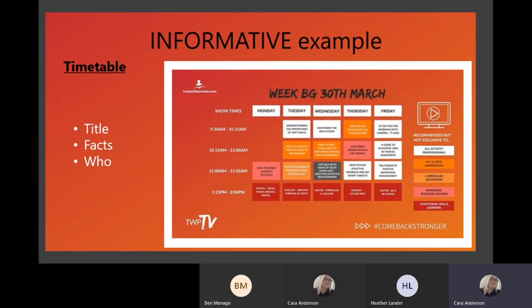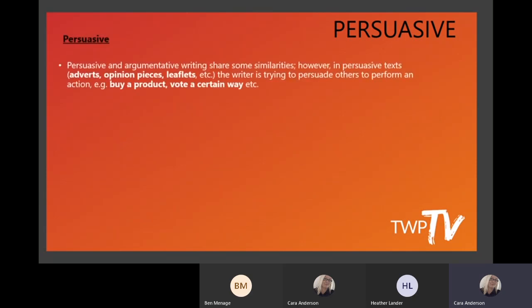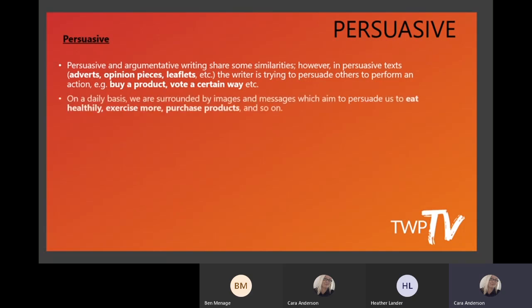It's all factual, and obviously, like I said, who and when it's going to be. So, looking at persuasive. Persuasive and argumentative writing share some similarities. However, in persuasive text, you've got adverts, opinions, and leaflets. The writer is trying to persuade others to perform an action, so either buy a product or vote for a certain person. It's persuading you to go and do something.